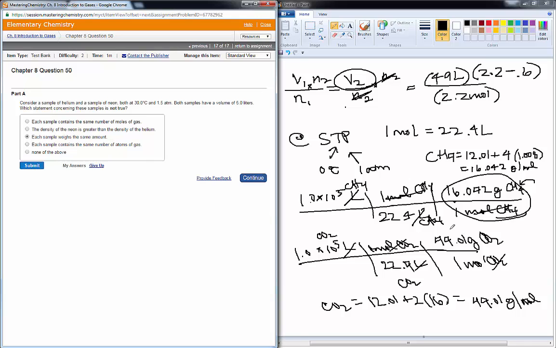Nope, they don't. Just as we saw in this example, even though there's the same number of moles of CH4 and CO2, they're going to weigh different amounts because the individual molecules weigh different amounts. And each sample contains the same number of atoms. That's the same as the same number of moles. Of course they do, because moles is directly related to liters. So this is the one that is not true.